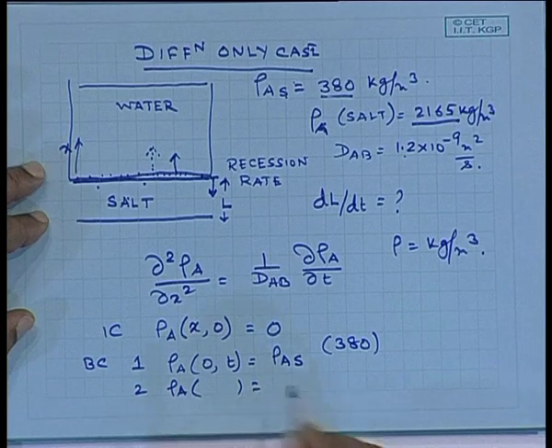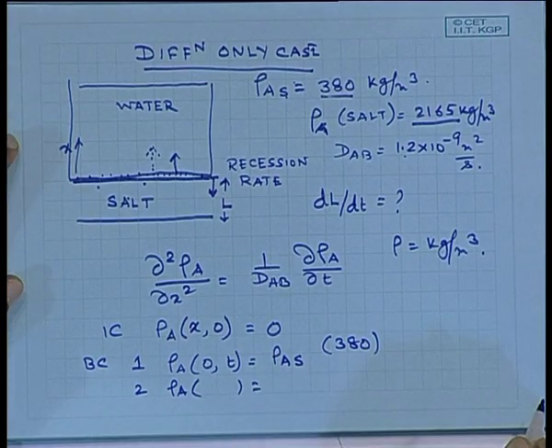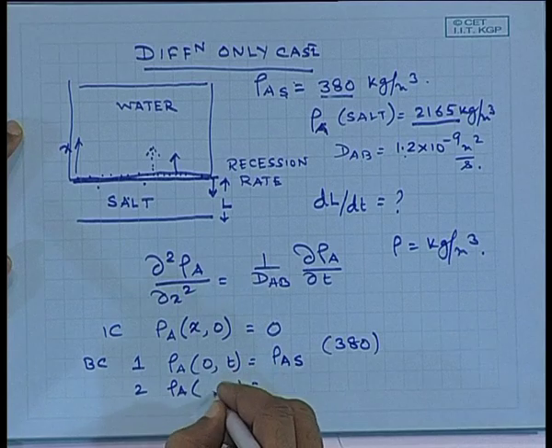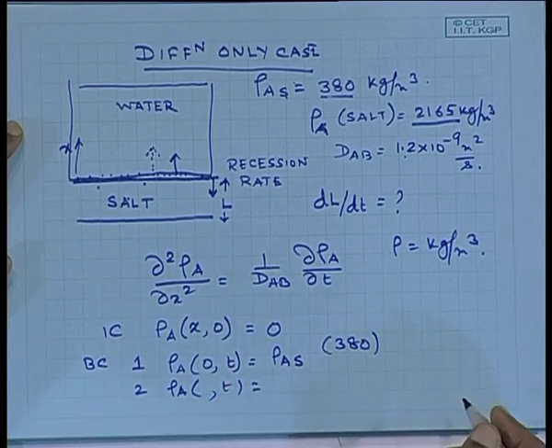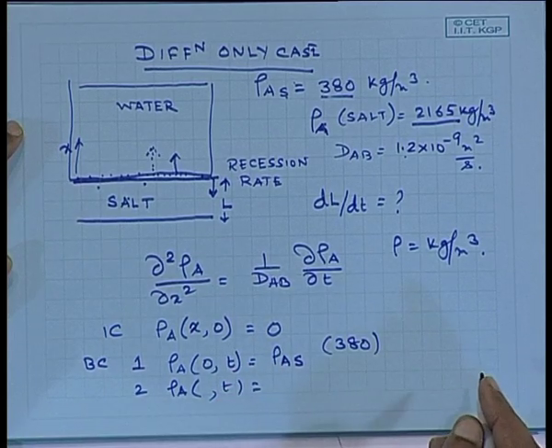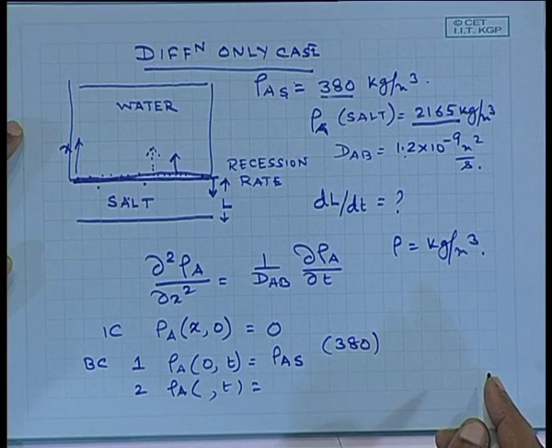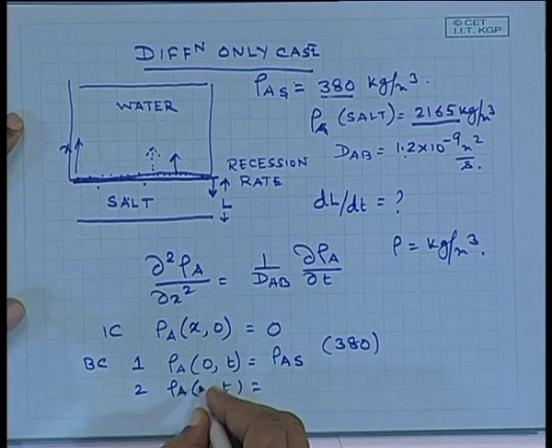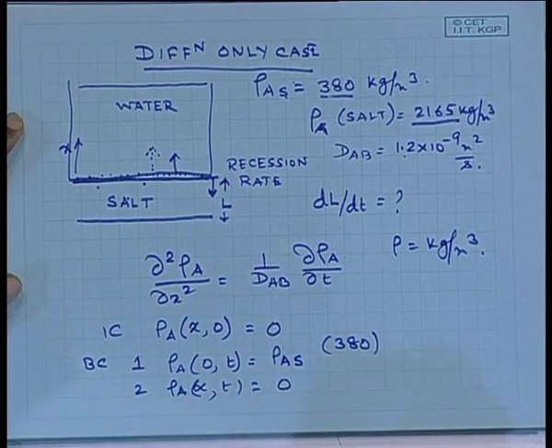So, what is the other condition that I am going to use? It is going to be another condition on x. I mentioned it is a deep body of water. So, this depth is large, at x equal to infinity, rho A is equal to 0, all right.